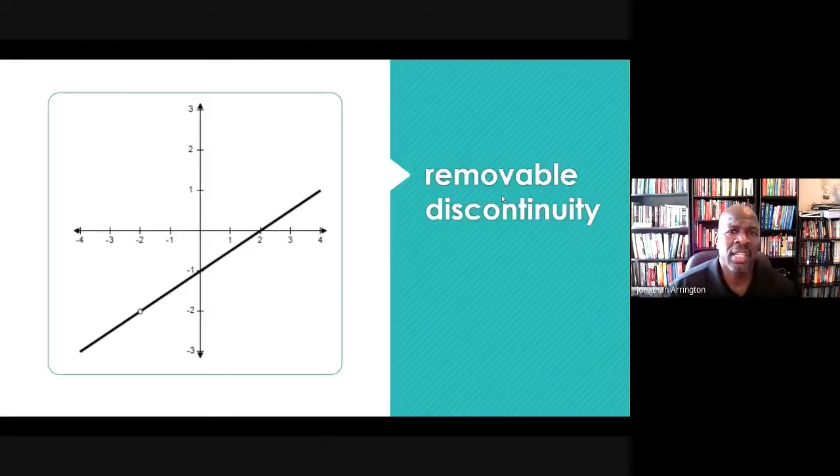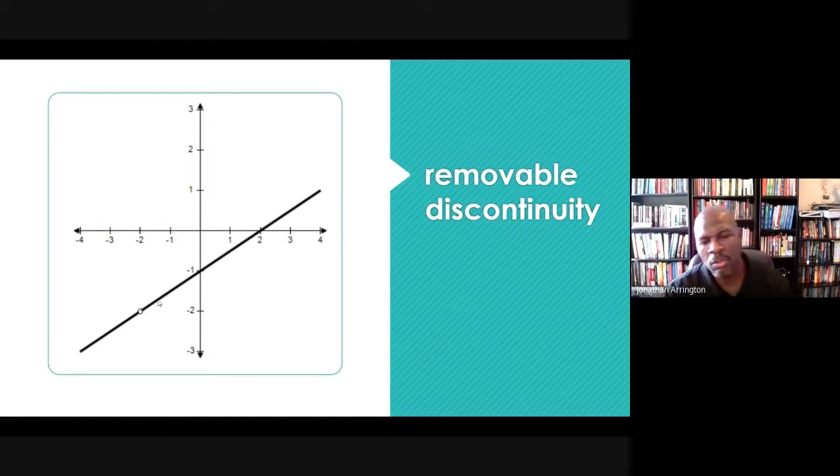All right, this first example is a removable discontinuity. So I need you to be able to recognize right now what a removable discontinuity looks like. And when I say this, I'm referring to the value at x equals -2. So at x equals -2, you have this little hole. So hopefully you can see that there's a little hole.